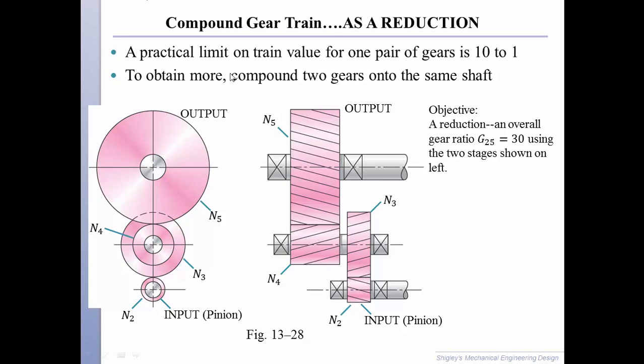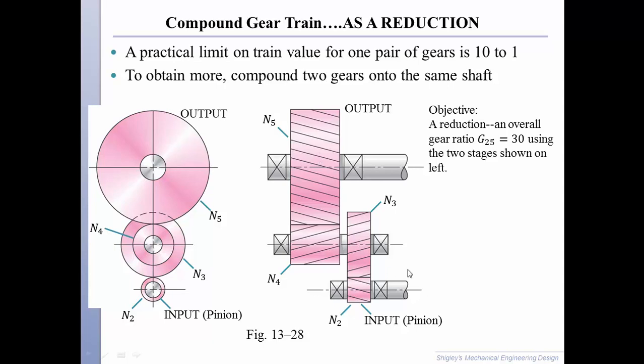Anyway, let's take a look at an example. This is an end view and then a side view where I have an input pinion N2 feeding its output gear N3, and then on the same shaft as N3 I've got N4. So N3 and N4, gears 3 and 4, rotate at the same speed, and then 4 drives 5 for the output. So it's called a compound gear train.